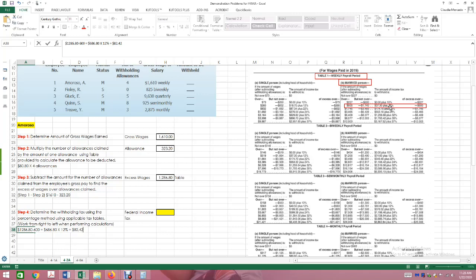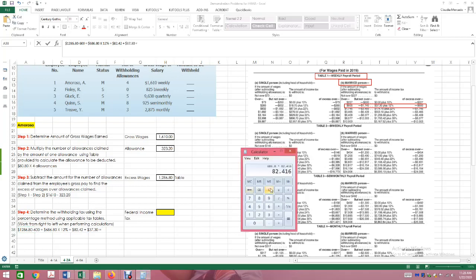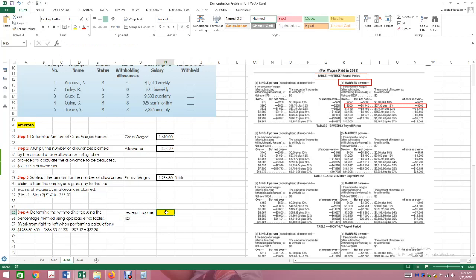My last thing is you're going to add whatever amount is provided right there in front of the percentage. Okay, this is the last step. The amount is 37.30. So I'm going to add the 37.30. And that is going to give you 82.42 plus 37.30. That will give you $119.72. That is the amount of federal income tax that is going to be withheld from this employee's paycheck.